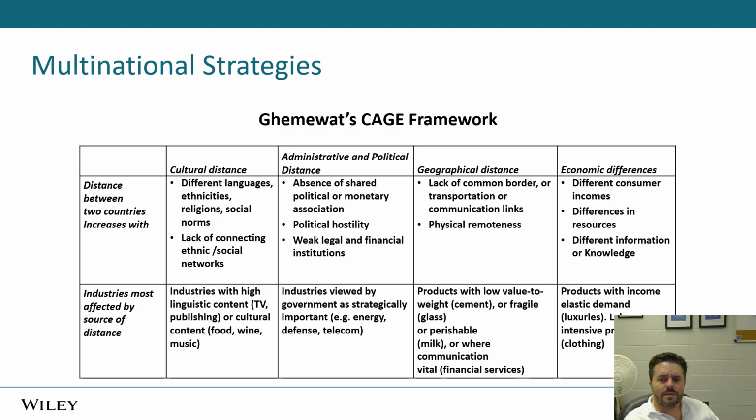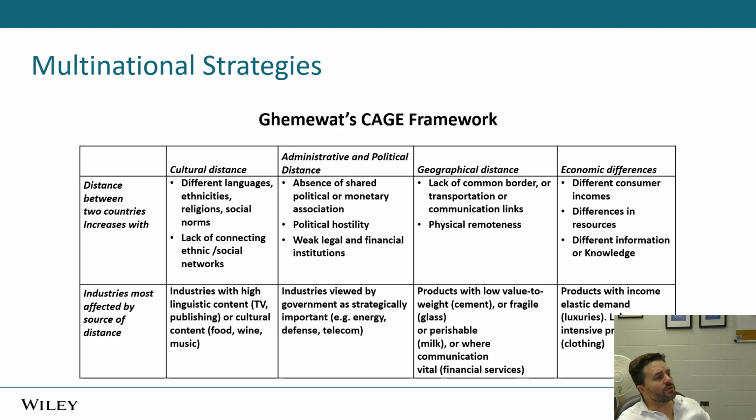Administrative and political distance, things like a shared currency can facilitate exchange. It gets rid of currency risk. Political hostility between countries that might result in things like tariffs or embargoes can create distance. There's a lot of political distance right now between the US and Russia. It's almost basically illegal to do business there for a lot of American industries. China's becoming increasingly fraught politically in its relations with the US, or just weak legal and financial institutions.